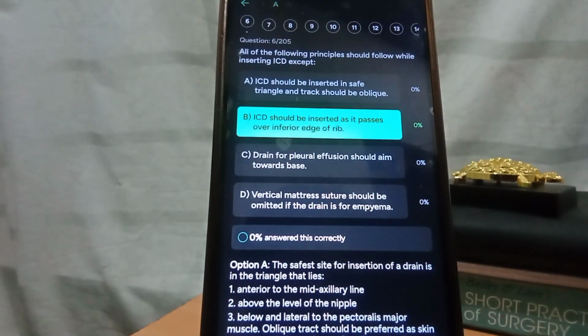Next, all of the following principles should be followed while inserting ICD drainage. ICD should be inserted in safe triangle and track should be oblique. ICD should be inserted so that it passes over inferior edge of the rib. Drain for pleural effusion should aim towards base, and vertical mattress suture should be omitted if the drain is for empyema.